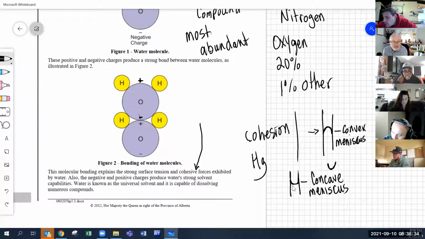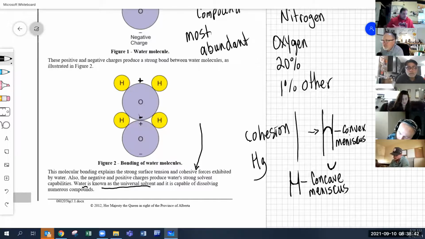Water is also known as the universal solvent, right? Because we use water to wash down everything, to cut acids and everything. We just use it all the time, right?